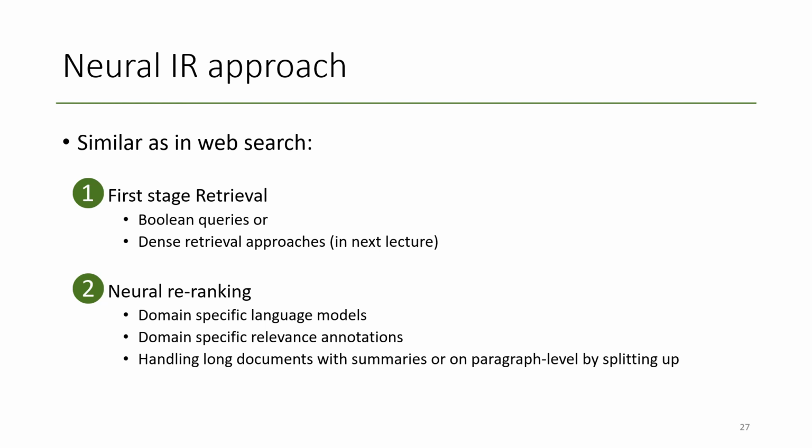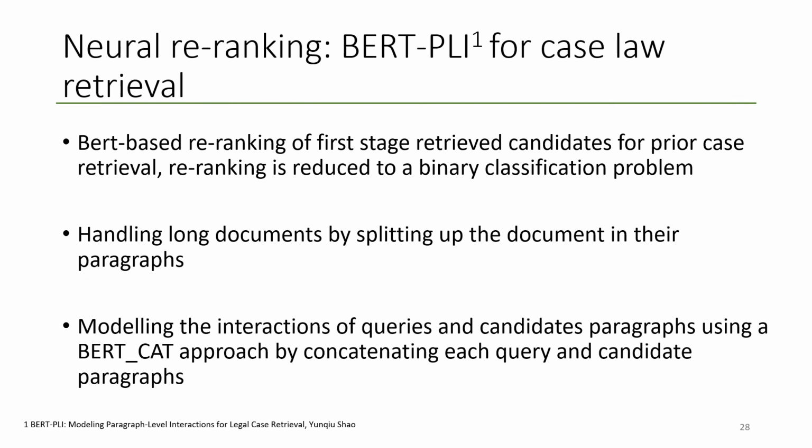And this is also what I want to introduce you to now with a method called BERT-PLI. BERT-PLI is a neural re-ranking method for case law retrieval, and as the name already suggests, it is a BERT-based re-ranking method which re-ranks the first stage retrieved candidates for the task of prior case retrieval. And here the re-ranking is reduced to a binary classification problem. So given the query case and the candidate case, the model predicts if the two cases are relevant to each other or not. What is special in this model is that it has to handle the long documents.